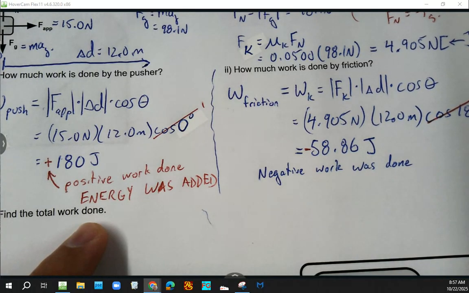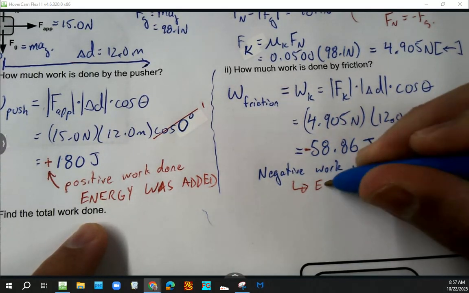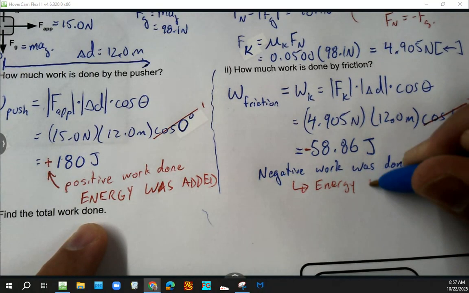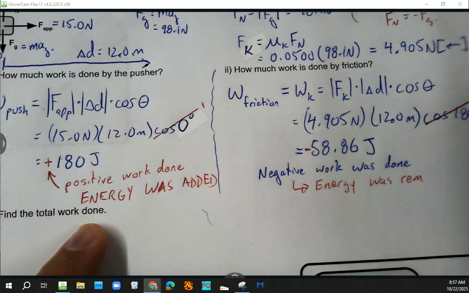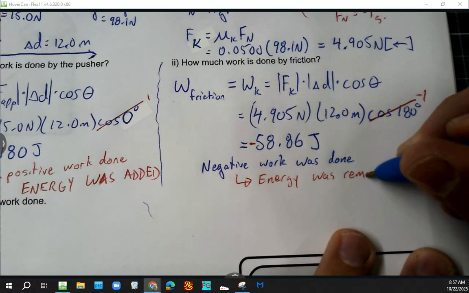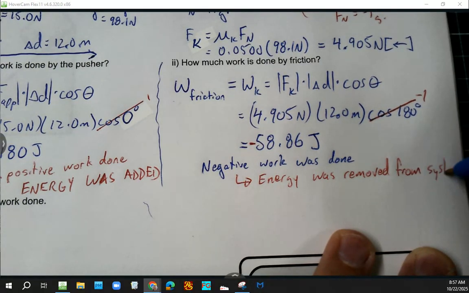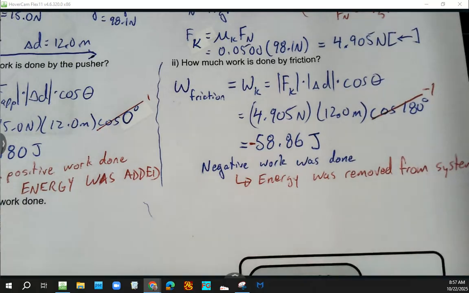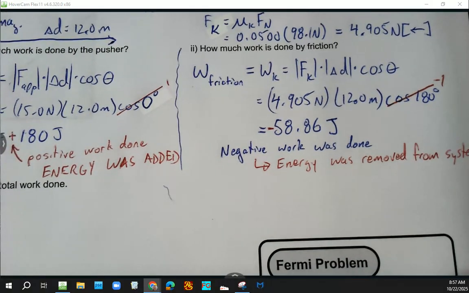And so there are some people out there that would prefer that you say energy was robbed from the system. Or energy was removed from the system. Let's make it less about robbery, just in case that stirs up some trauma. Okay? But it's not wrong to say negative work was done. Okay? It's a matter of preference and phrasing.